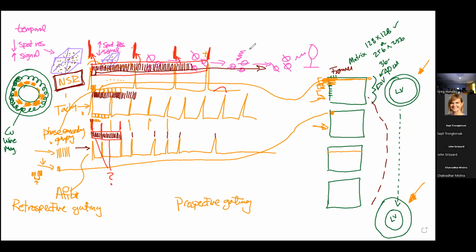So retrospective gating does not work for AFib. I mean, maybe if the RR interval is pretty regular with AFib, it'll work. But most of the time, it's not going to work. So what do we do? This is where your cardiology knowledge comes in, okay?